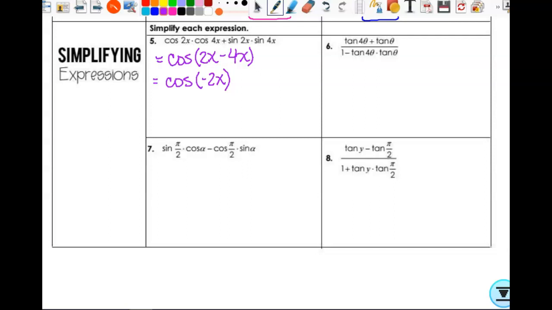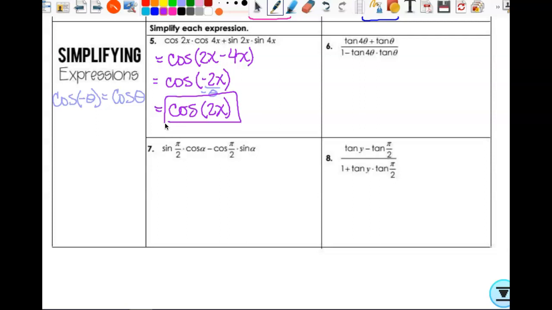Now, I can actually simplify that some more. I want you to look at your chart and find the even and odd identities over on the right. If we think of this 2x as being theta, this is like the cosine of negative theta, right? So what does cosine of negative theta equal? Cosine theta. Because remember, cosine of pi over 6 and cosine of negative pi over 6 are the exact same thing. So cosine of negative 2x is just cosine of 2x.